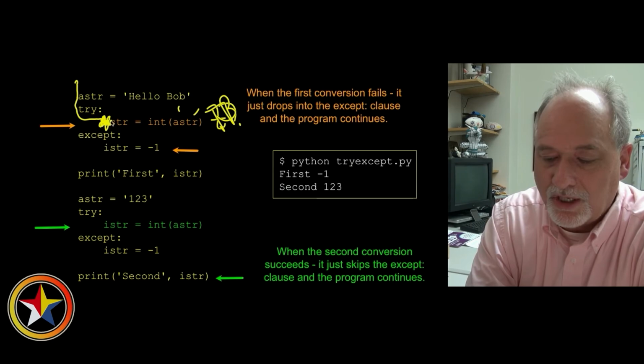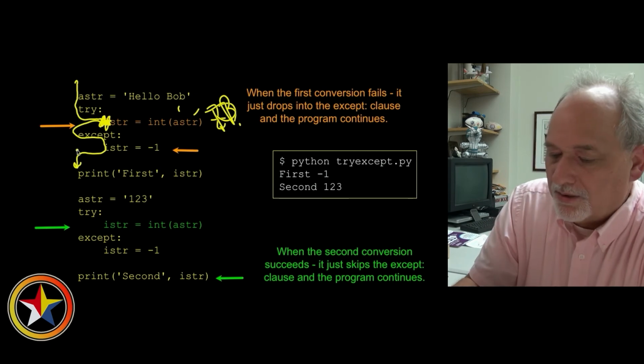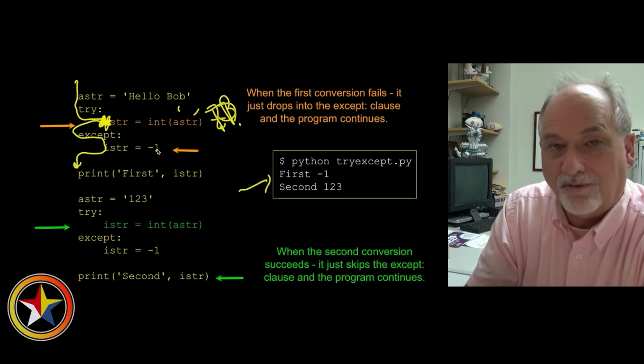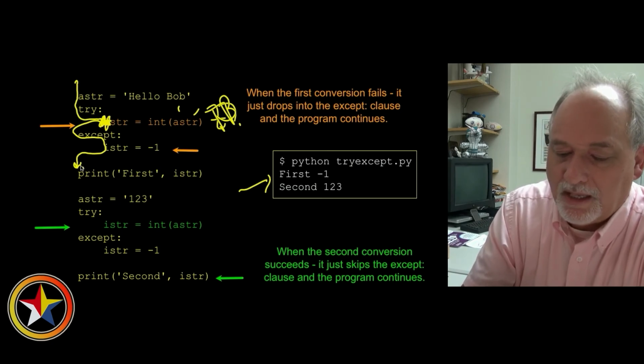But instead of giving a traceback, it's going to say, oh, I've got an available except. I'm going to run this except code, and then I'm going to continue on. And so that prints out first -1, because we set this variable ister to -1, like a little flag telling us that something went wrong. And then we keep on going.